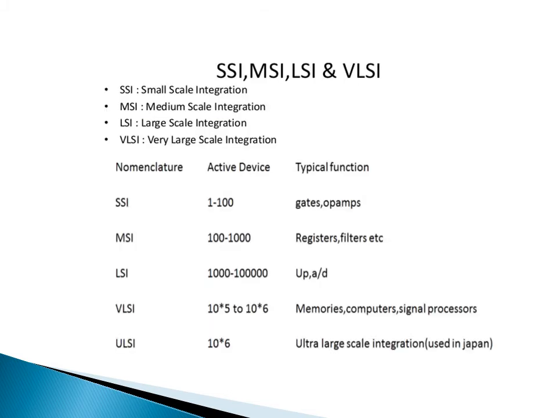Then we are going to see which devices are usually manufactured by using which technology. Your logic gates, your operational amplifiers, all these basic components are manufactured by using small scale integration technology, where the number of devices will be 1 to 100. Your shift registers and filters will be manufactured by using MSI, medium scale integration technology, and up converters and analog to digital converters will be manufactured by using LSI, large scale integration technology. And then your memory cards, computer chips and signal processing chips will be manufactured by using very large scale technology, and ultra large scale technology is not used in India now.